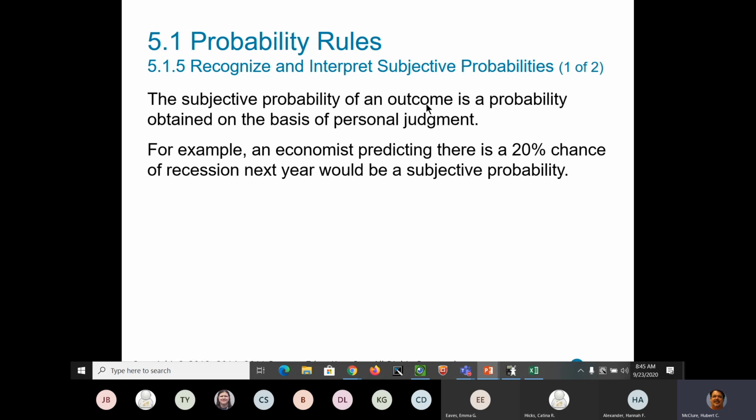Subjective polling is when I throw my personal judgment into the poll or the probability. An economist predicting there is a 20% chance of recession next year would be a subjective probability.